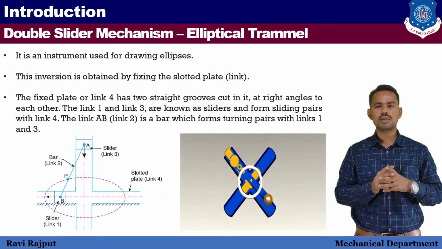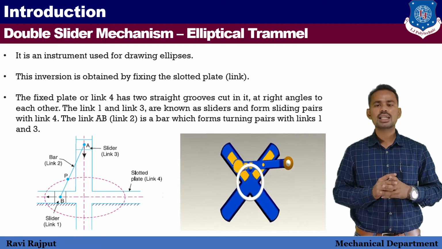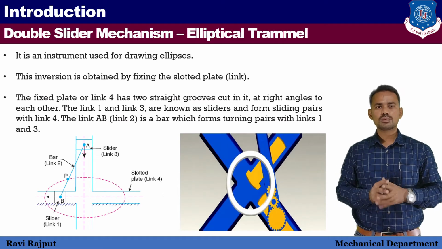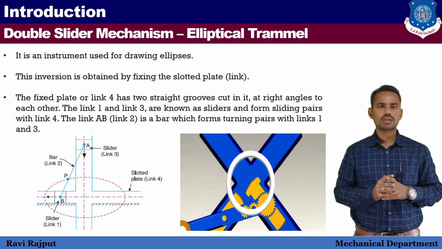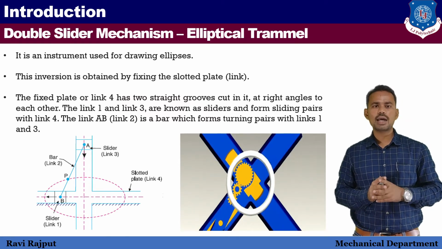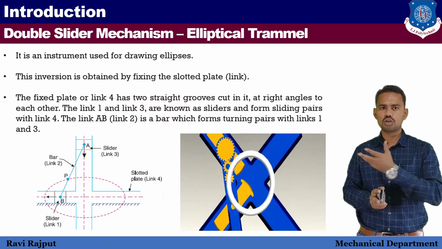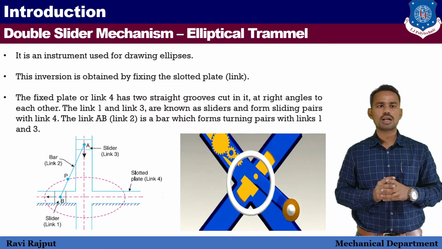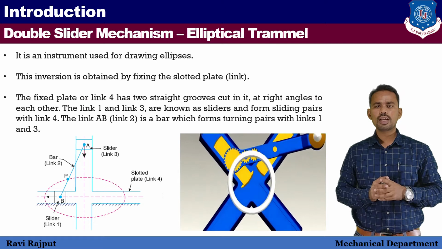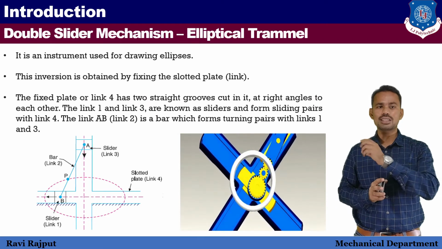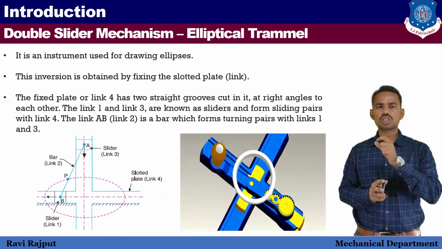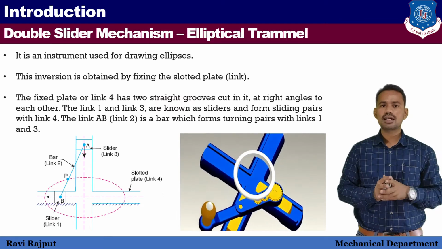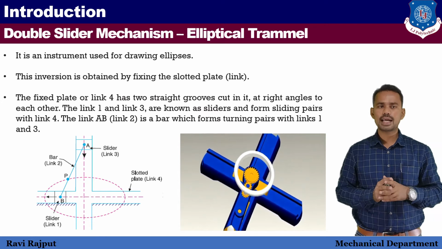So here is shown the first inversion of the double slider crank chain mechanism, that is the elliptical trammel. The elliptical trammel is something that traces an ellipse. This inversion is obtained by fixing a slotted plate. In blue color we can see the slotted plate. The fixed plate, denoted here as link 4, has 2 straight grooves cut in it, and those grooves are at right angles.